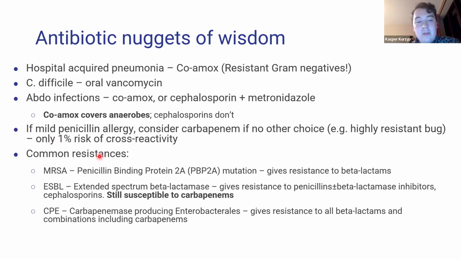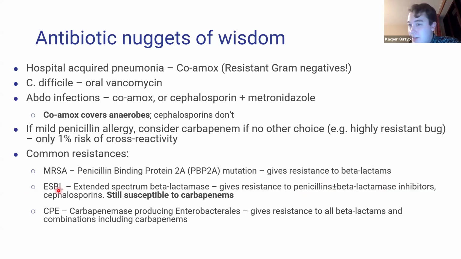Now we need to know three main mechanisms of resistance. You have your methicillin-resistant Staph aureus, which decides to alter its penicillin binding protein 2A or PBP2A, and it gives it resistance to almost all beta-lactams apart from vancomycin. Vancomycin is not a beta-lactam, but it works in a similar site. But it gives it resistance to beta-lactams and cephalosporins.